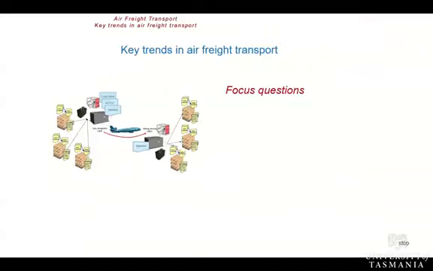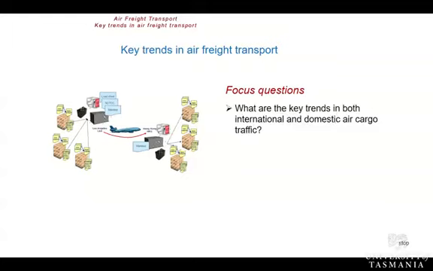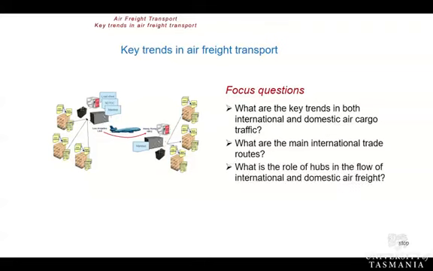And so, having another look back at our focus questions, what I've sought to cover today were the key trends in that first part of the lecture, international and domestic air cargo traffic. We then looked at the main international trade routes, and then we finished off with a look at the hubs and the role of the airport and some of the variations over the course of a year.